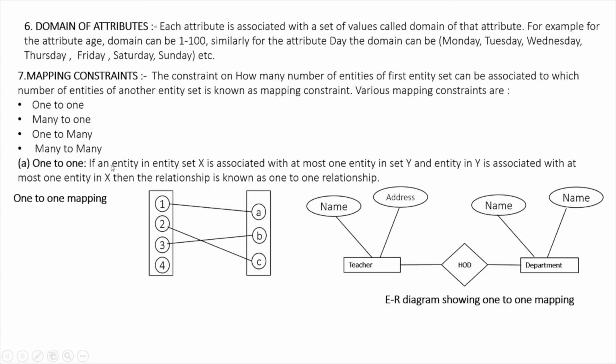One to one. If an entity in entity set X is associated with at most one entity in set Y, and an entity in Y is associated with at most one entity in X, then the relationship is known as a one to one relationship. As you can see in this figure, this is X and this is Y. Here is a diagram showing one to one mapping. Teacher's name, address, HOD and department name, as you can see in this figure.